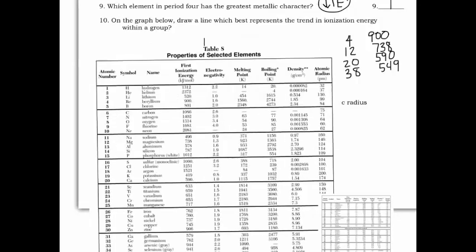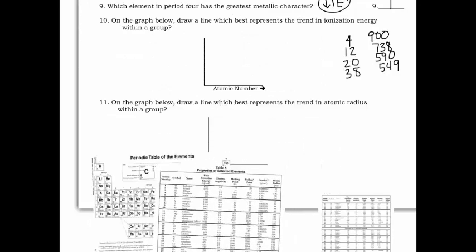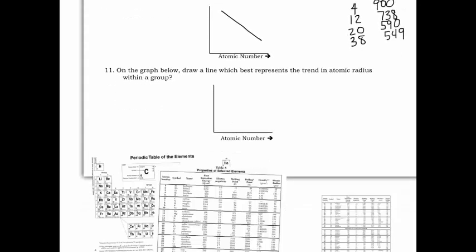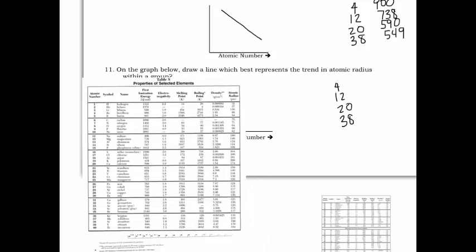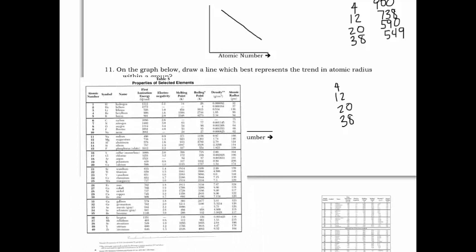So it does appear to be going down as the atomic number increases, so we're going to draw a downward trend. All right, next one, draw a line which best represents the trend in atomic radius, again within a group. So this is something we can look up. I'm going to do the same elements again, not that we always have to. Should see the same trend. I would just avoid transition metals for most of these. So we're looking for atomic radius.